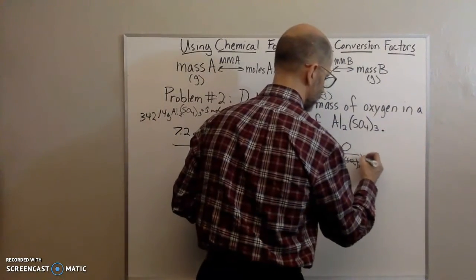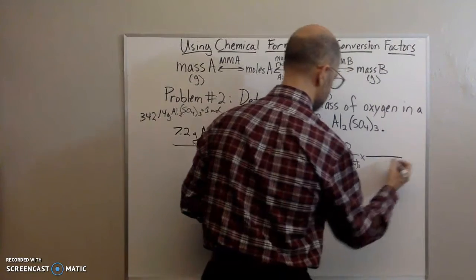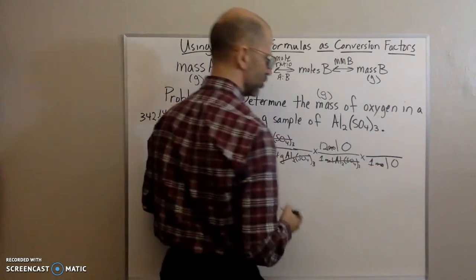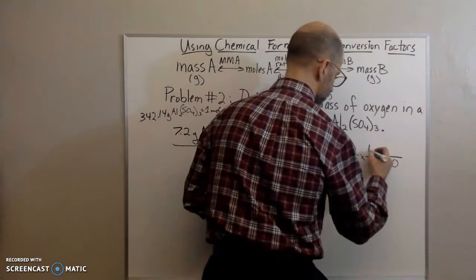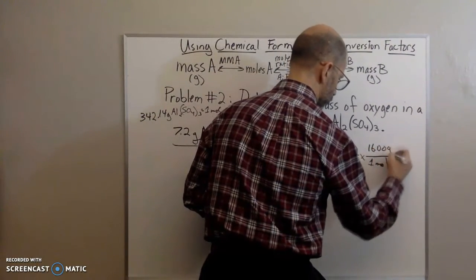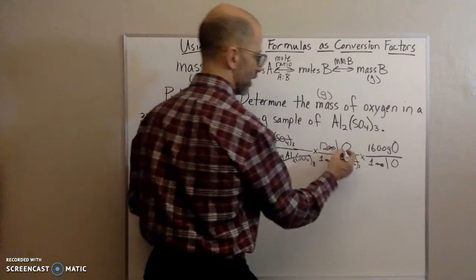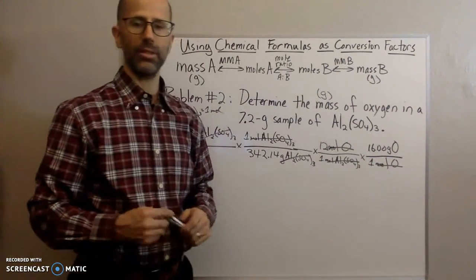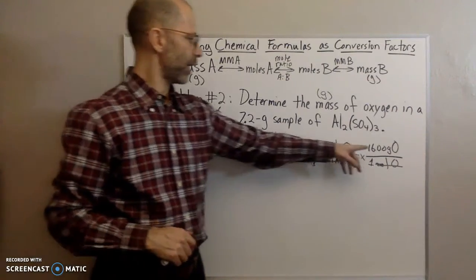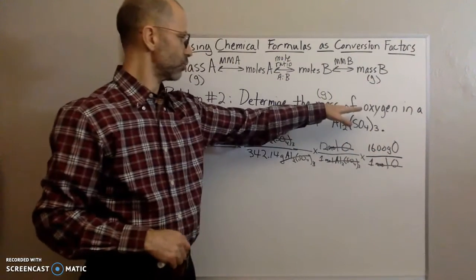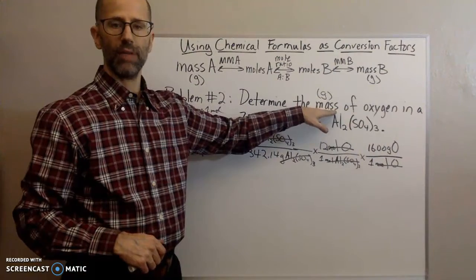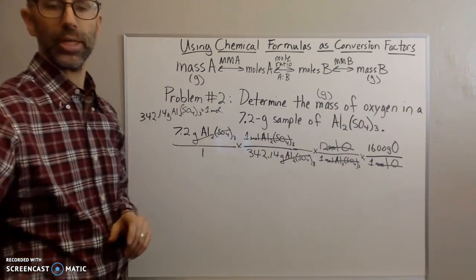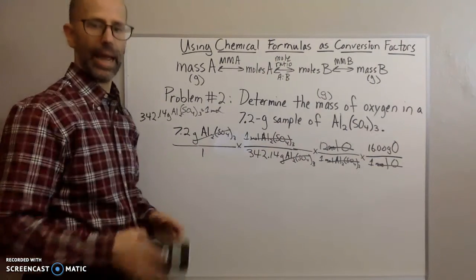So the molar mass of oxygen is 16. So for every 1 mole of oxygen atoms, I have 16.00 grams of oxygen atoms. And now moles of oxygen cancel out, and I have 16.00. So I have grams on the top now. That's what they're asking for, grams of oxygen. So now I am finished. So no more conversion factors. At this point it is just calculating my answer.